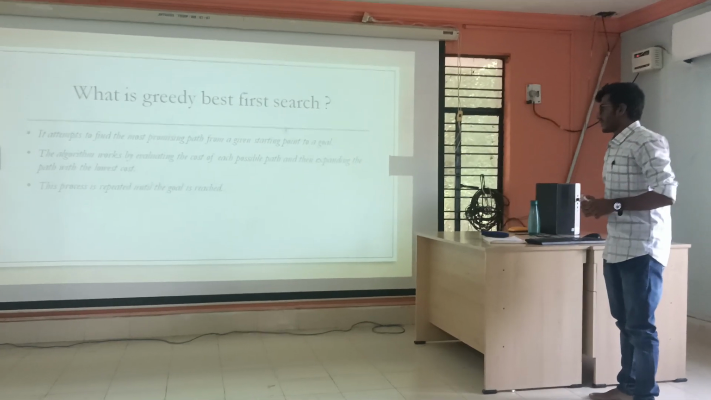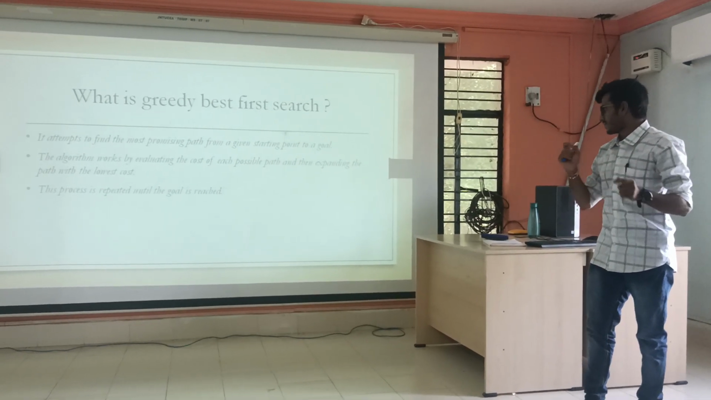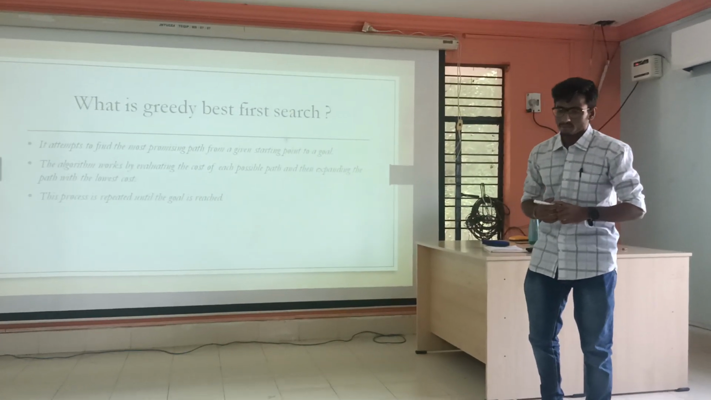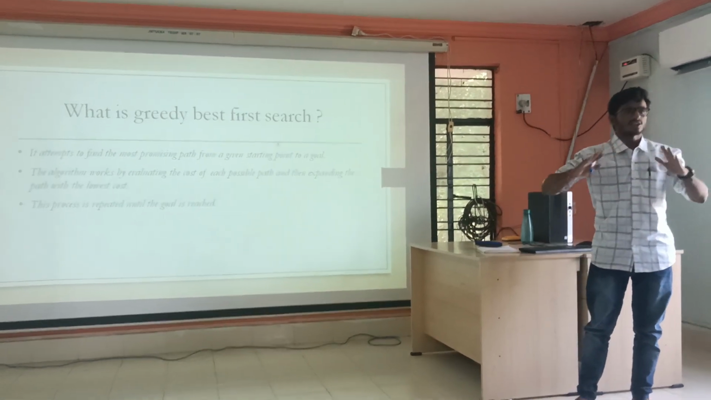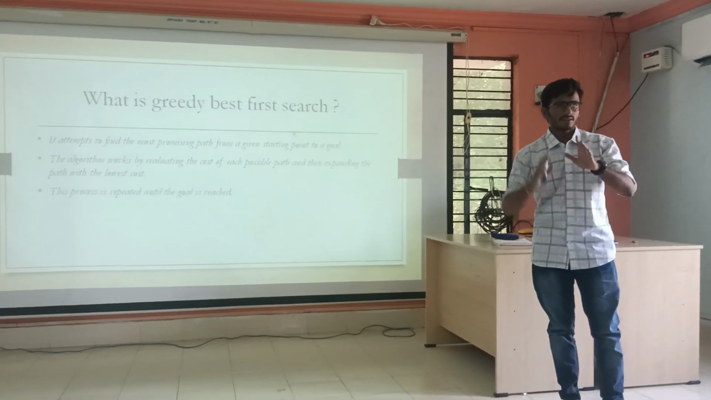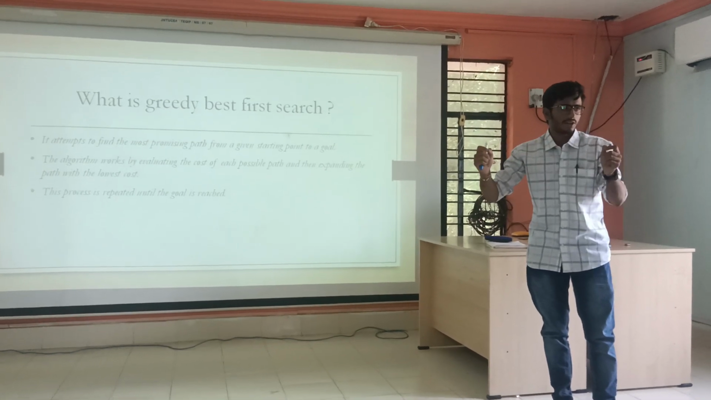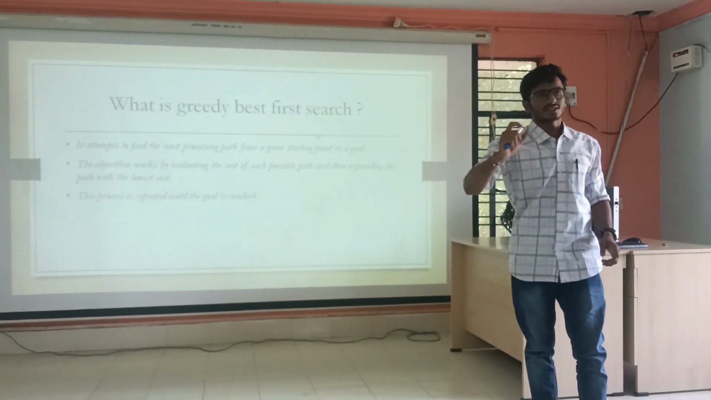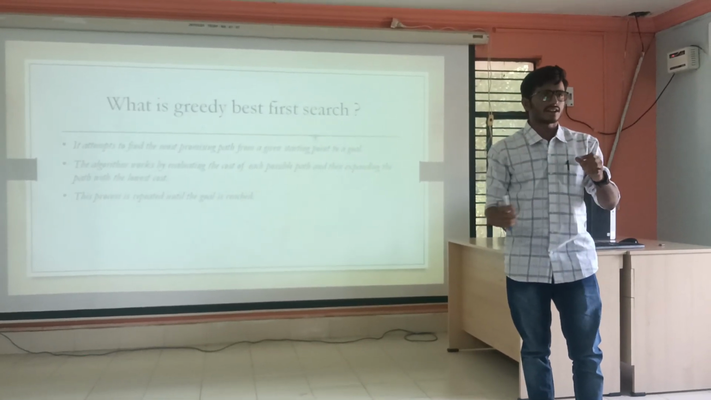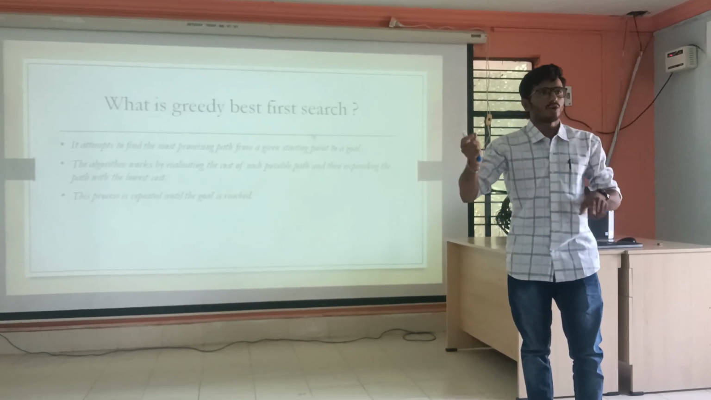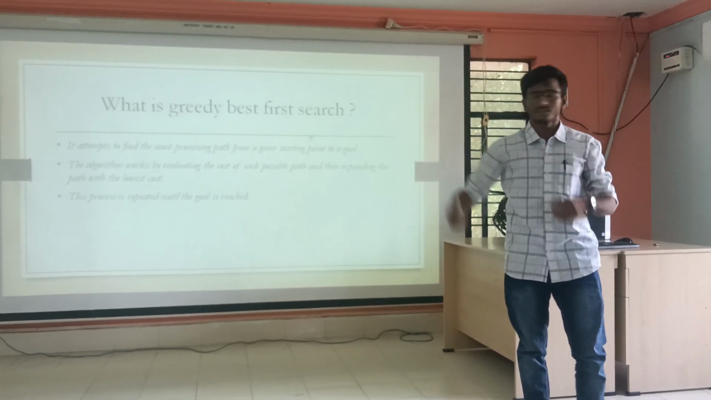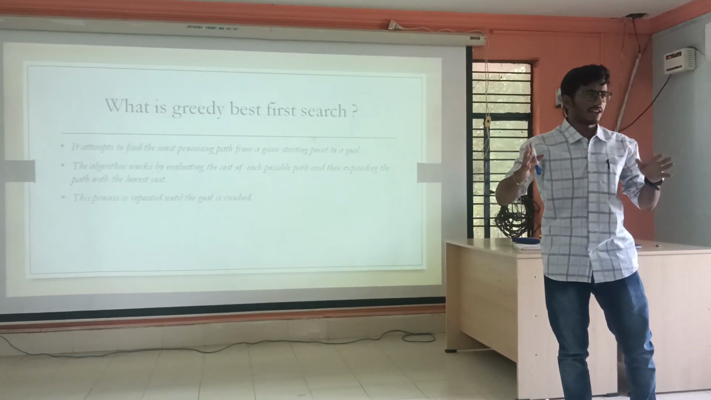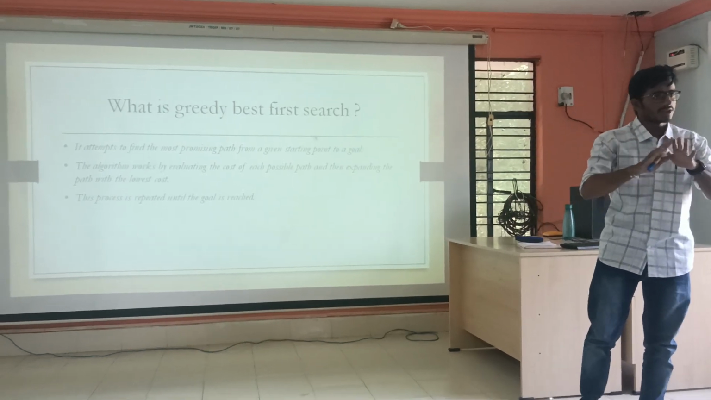The algorithm works by evaluating the cost of each possible path and then expanding the path with the lowest cost. For example, if a parent node has two child nodes when we expand it, and each child node has a different cost, the child with the lowest cost will be taken into consideration, and that node will become the parent node and it goes on expanding. This process is repeated until the goal is reached, and then it is terminated.